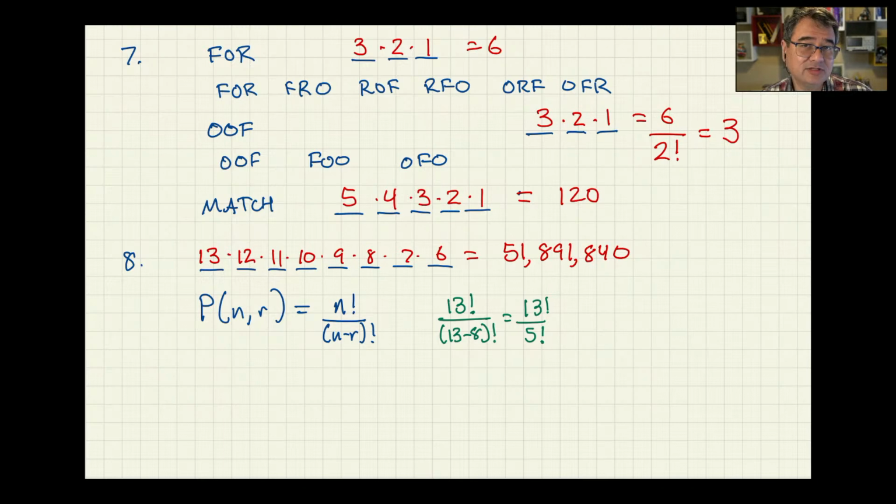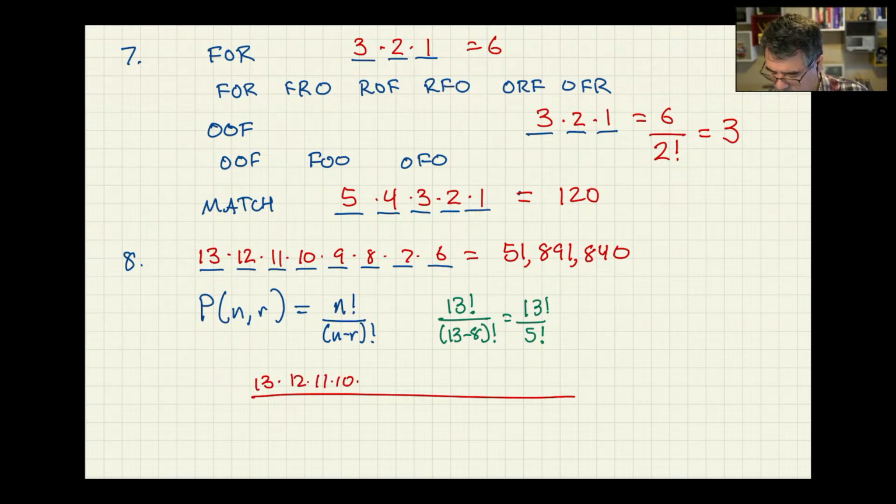But what is this formula doing? Really, this formula is actually just doing this calculation, because I can write it out like this. I can do 13 times 12 times 11 times 10 times 9. You can see that this product up here that I've circled looks a lot like the way you calculate factorial. It's just some of it's been chopped off.